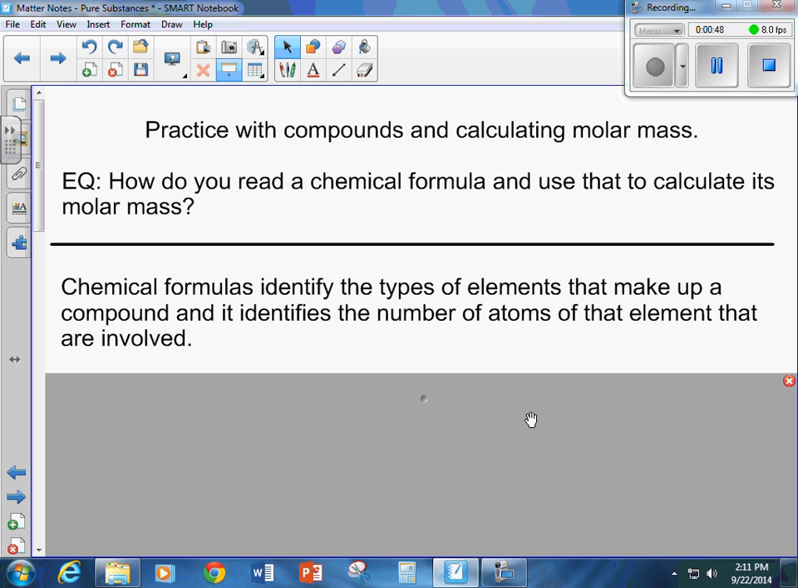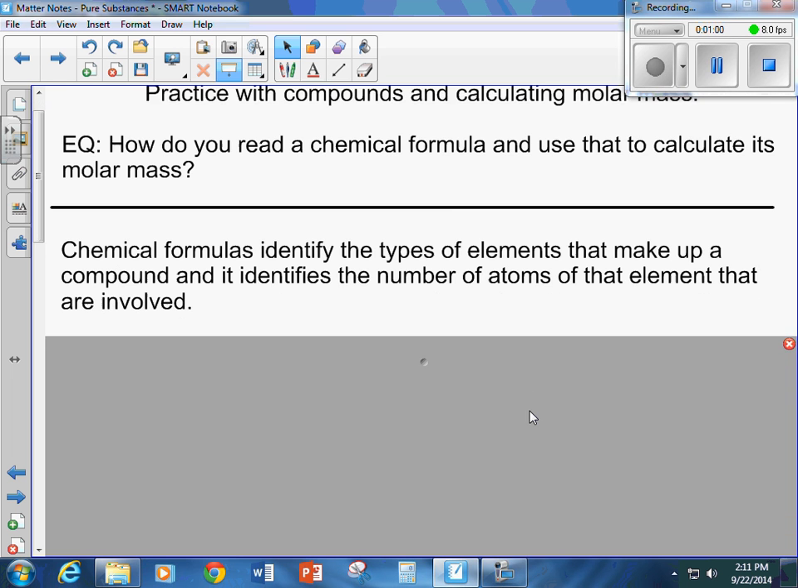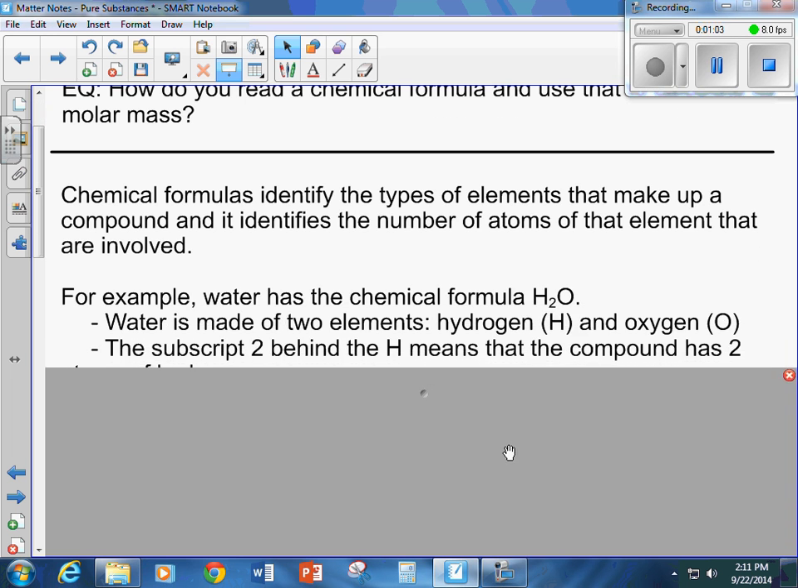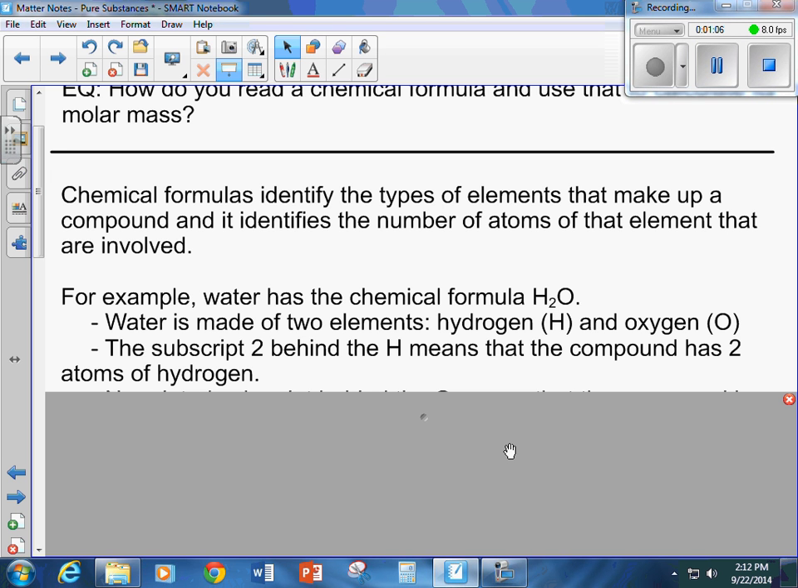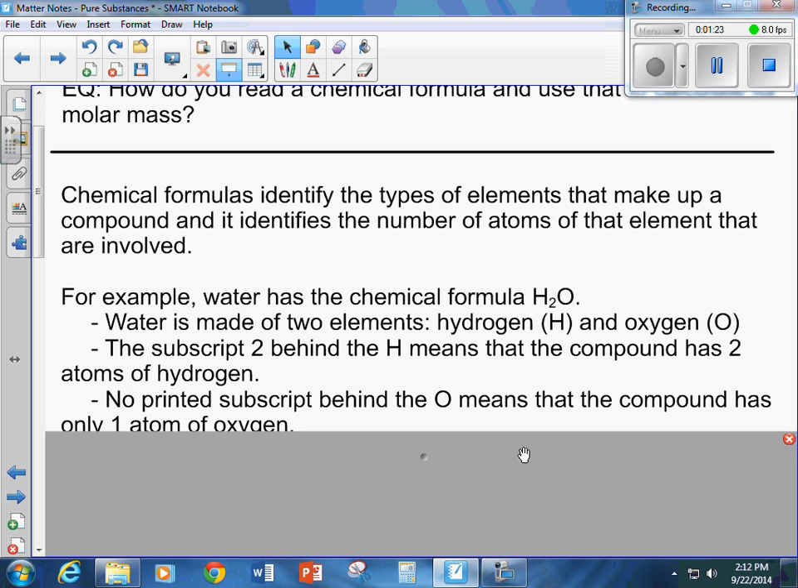So remember that chemical formulas identify the types of elements that make up a compound, and the number of atoms of each element that are involved. So for example, when we look at water, it has a chemical formula of H2O, meaning that it is made up of two elements, hydrogen and oxygen. And then the subscript behind the H means that the compound has two atoms of hydrogen, and with no printed subscript behind the capital O, that means that the compound only has one atom of oxygen in a molecule.